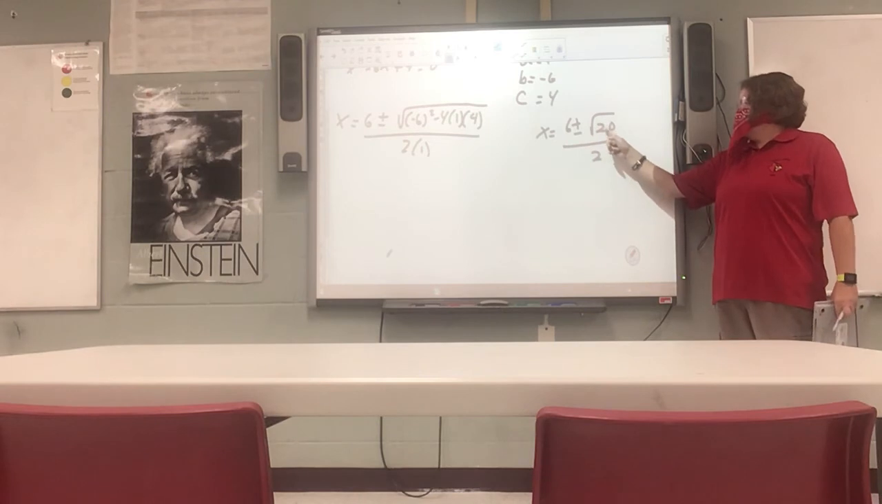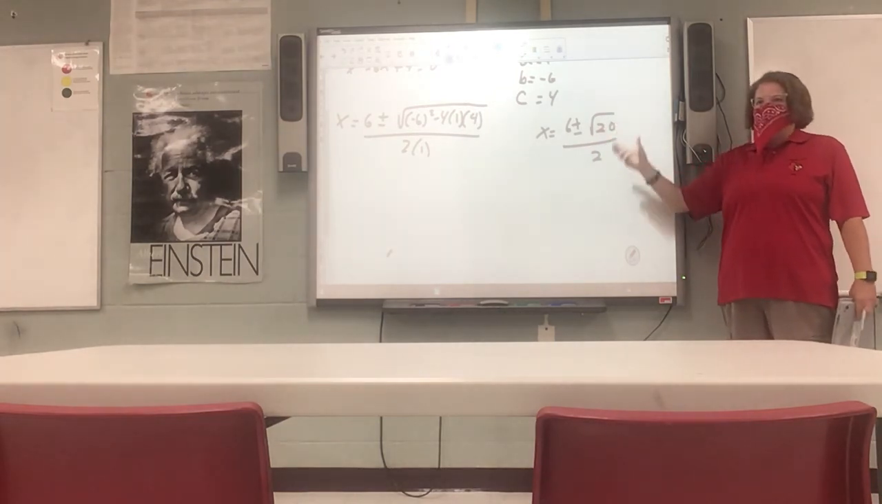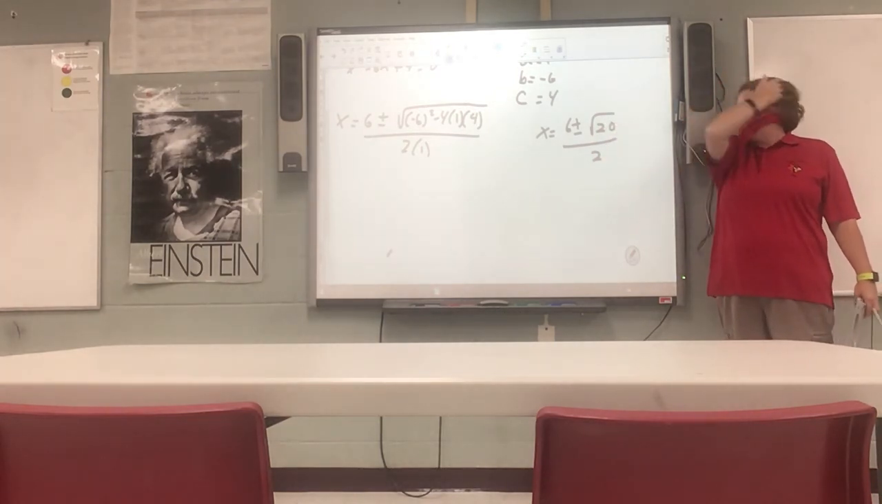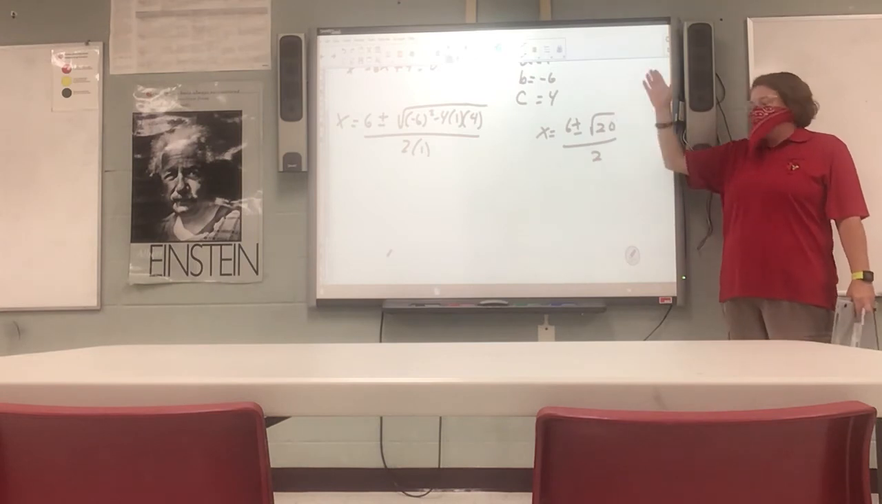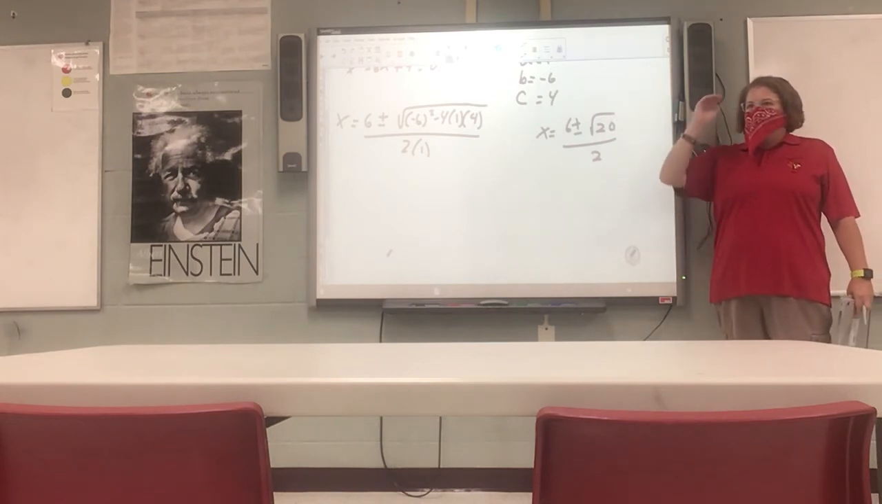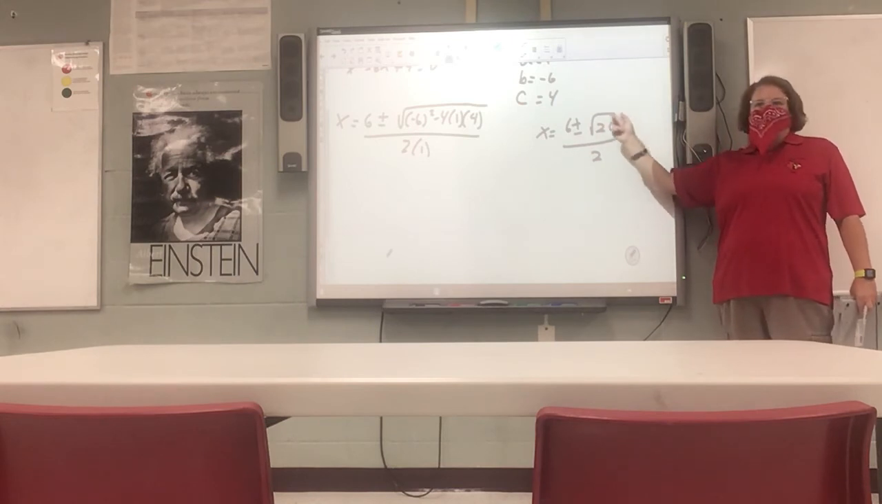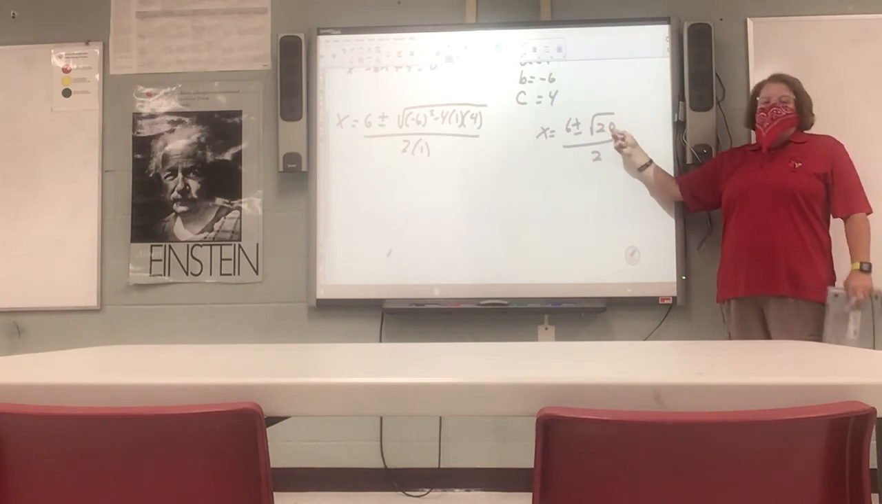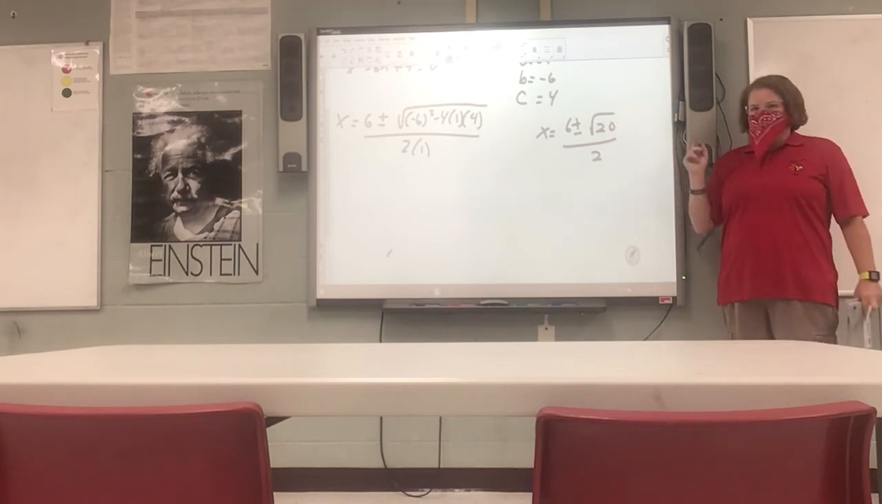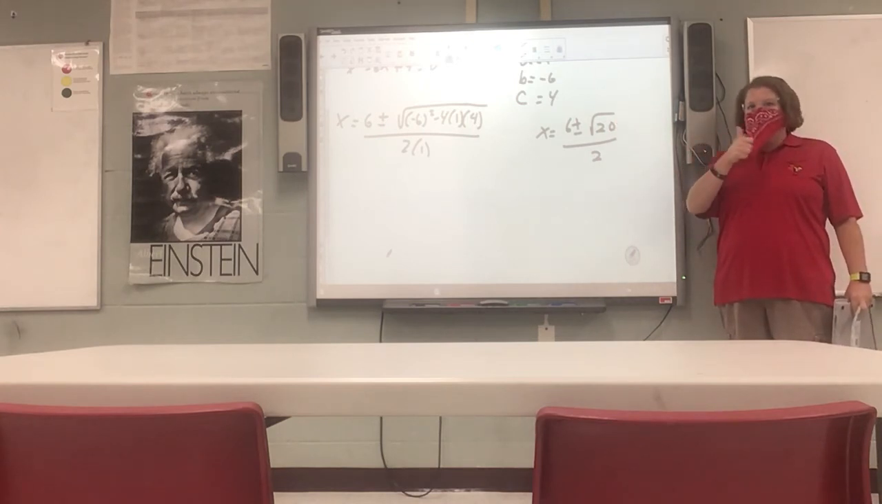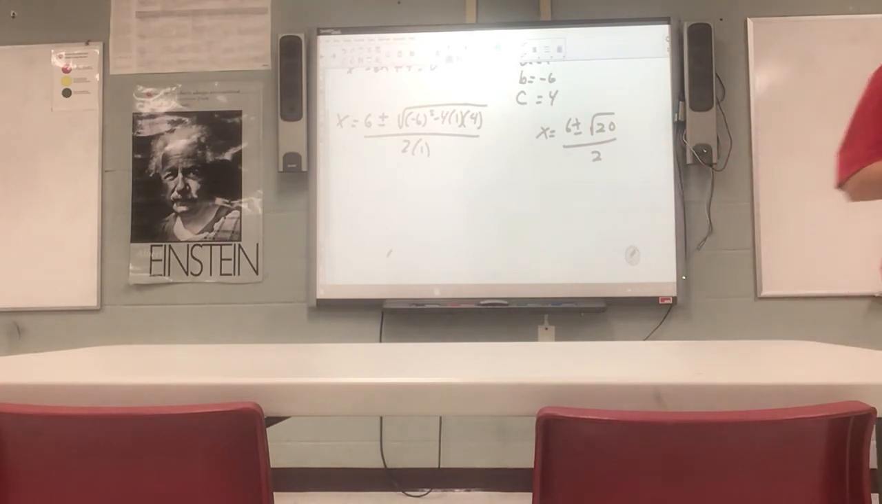Okay, so now I'm seeing, is 20 a perfect square? So I'm thinking back to that list of perfect squares we wrote down in our notes last week, and I go down the right side and see if 20 is there. It jumps from 16 to 25, that's why Christian was shaking his head no, it skips 20. But there's a perfect square that will go evenly into 20. Good, 4. So this is going to be the same as x equals 6 plus or minus the square root of 4 times 5, all over 2.